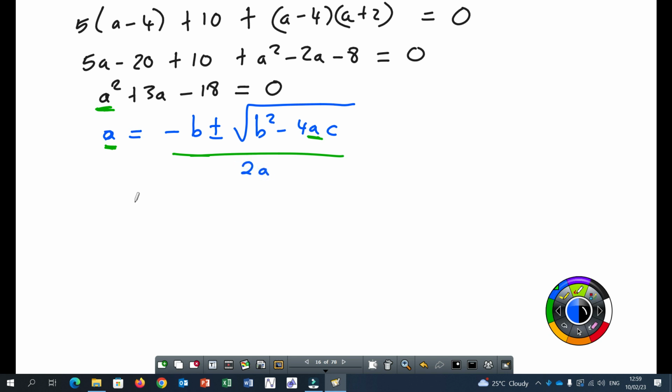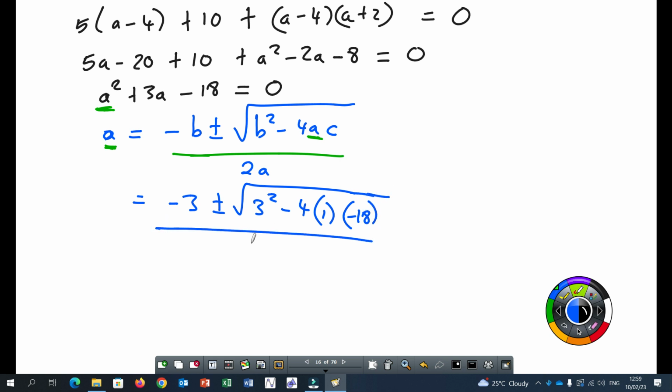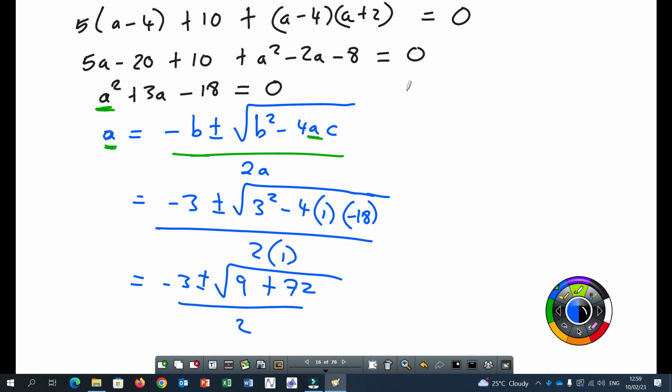2 times a. So our b is 3, so that will be minus 3 plus or minus the square root of b squared. So that's 3 squared minus 4 times a, which is 1, times c, which is minus 18. This is all over 2 times 1. So you get minus 3 plus or minus the square root of 9 plus 18 times 4, that will give us 72. So that will be over 2.